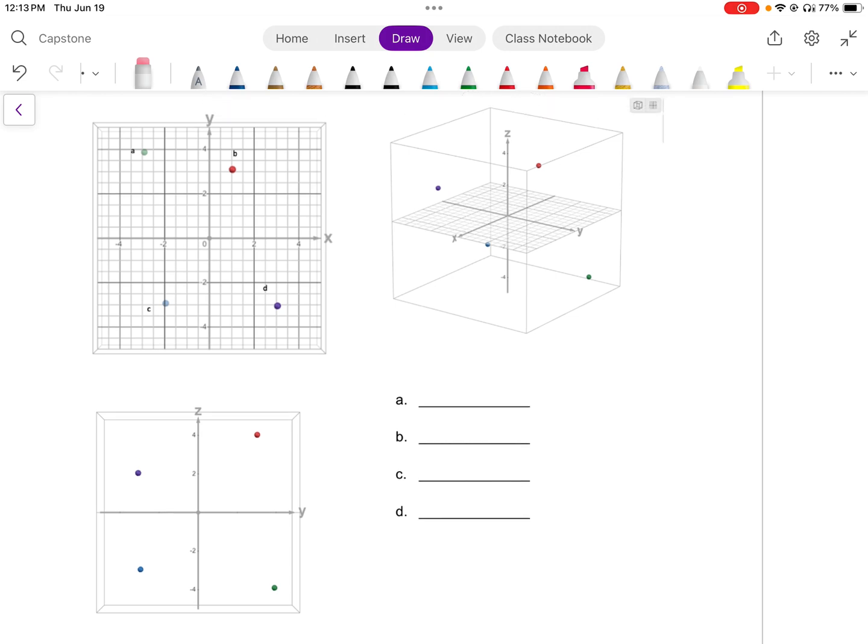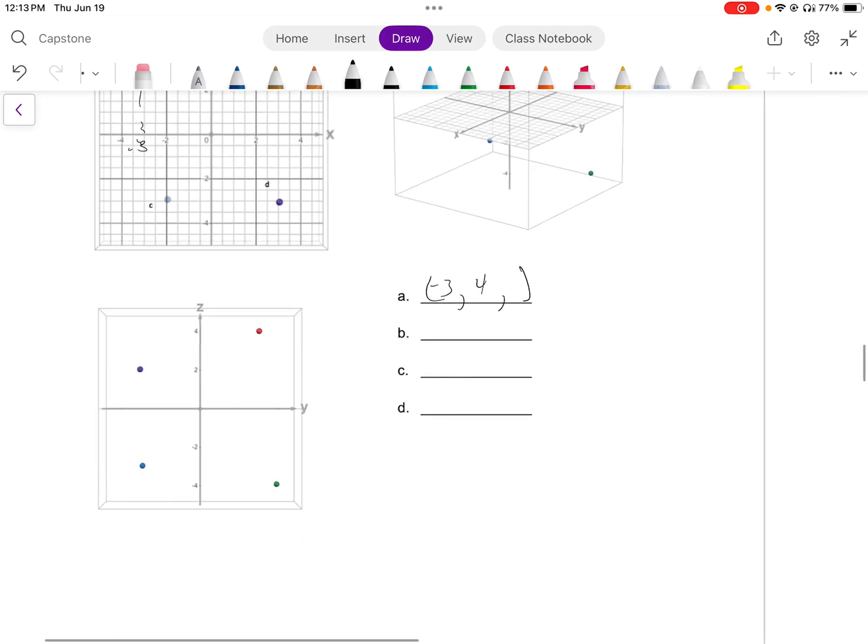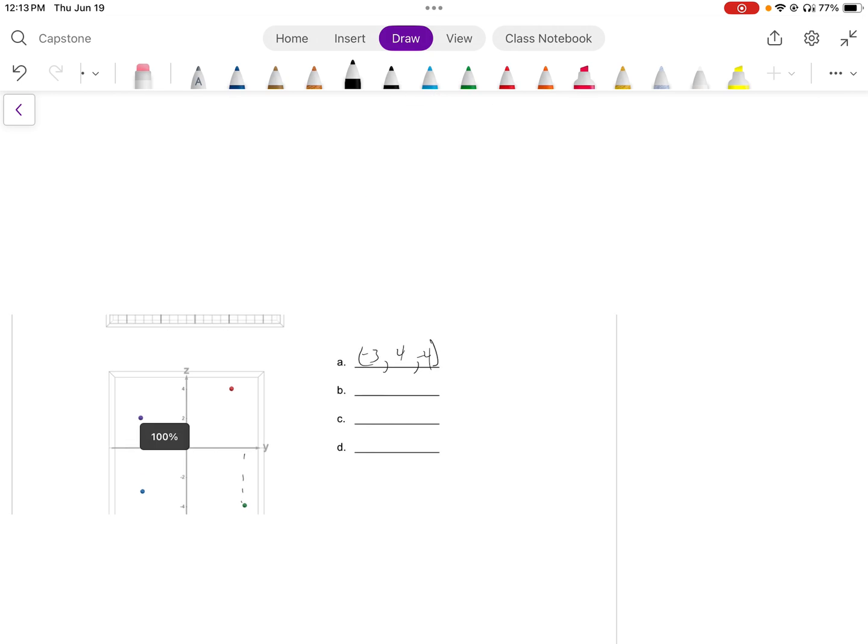Now, let's start with A, the green one. Looking over here, I can see that A is at y equals 4. So let's start sticking this stuff in. X equals, that looks like -3. Does that line up? Y here, we're over in the positive for y, negative for x, and z, I know z's going to be negative, so let's have a look over here. Z is down at -4.